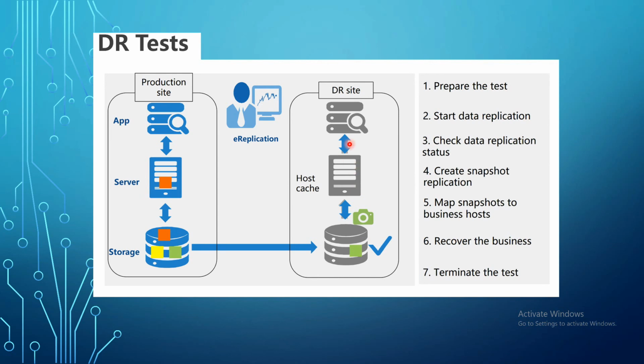It will run the VMs. You can test the VMs. Everything is working fine, and it will be in an isolated network. So there will be no impact on the network as well, and there's no impact on your primary side.